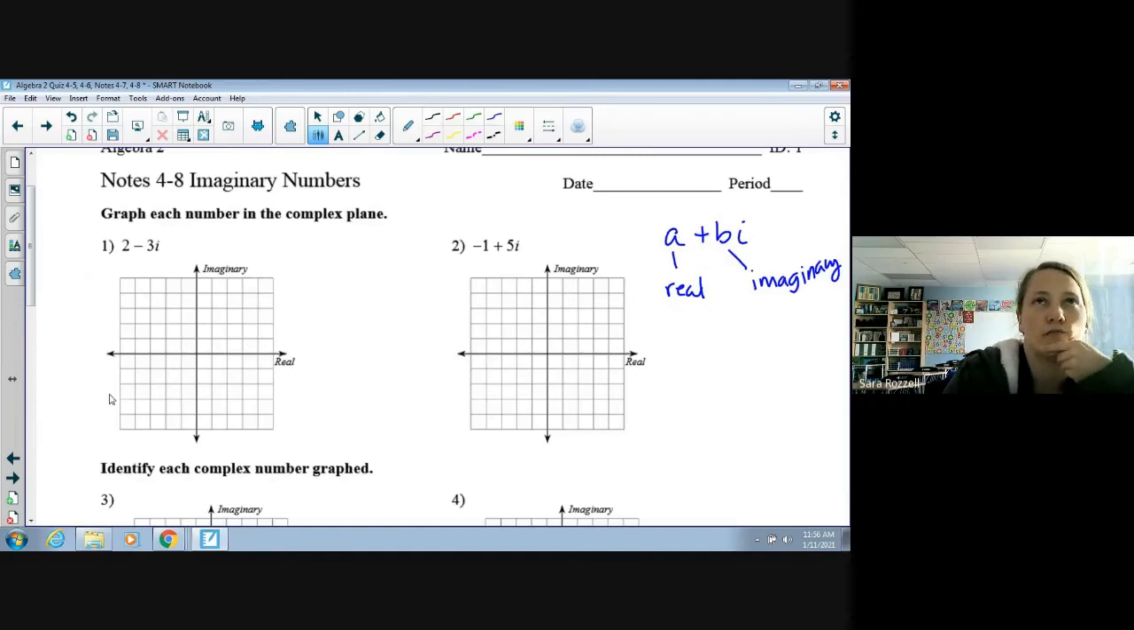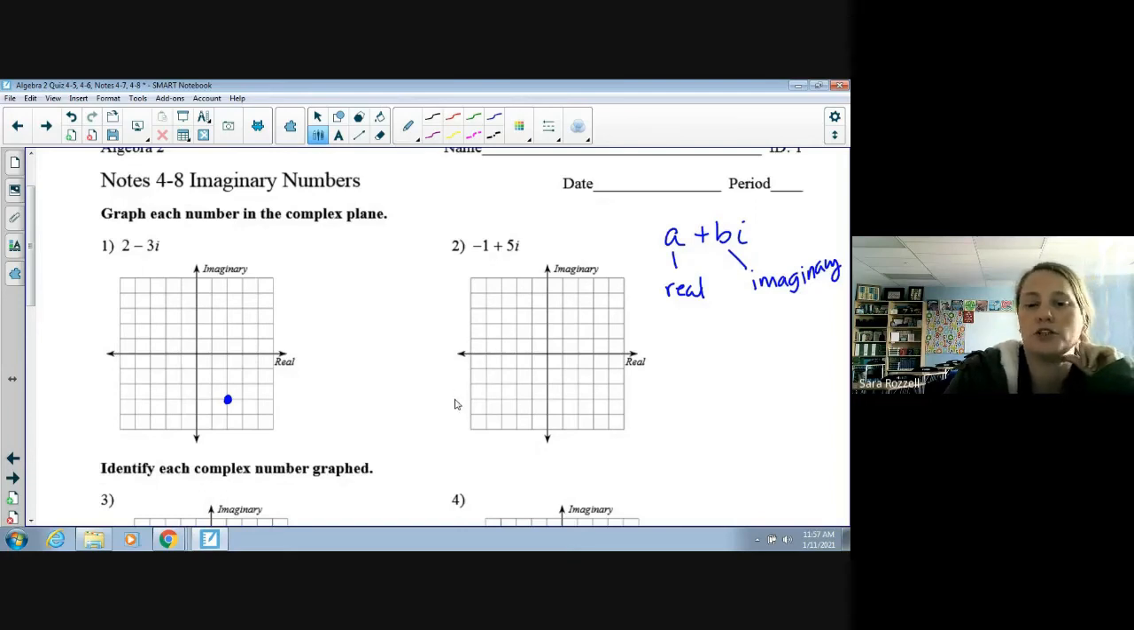So on number 1, what is the real number? 2. What's the imaginary number? -3i. So if I'm going to graph this, I go 2 in the real direction, and do you think I'm going to go up or down? Down because it was negative. So I'm going to go 2 in the real, 3 in the negative imaginary direction. Does that kind of make some sense? This is like your X, this is like your Y for real and imaginary.